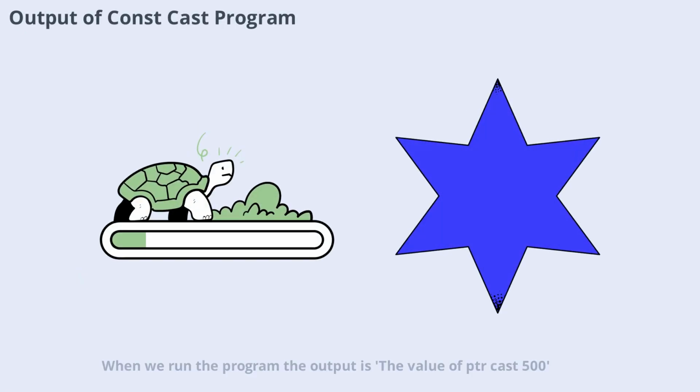When we run the program, the output is the value of ptr_cast, 500. This confirms that the function received the pointer, dereferenced it, and multiplied the value by 10. The key takeaway is that const_cast allows you to work around const restrictions in specific scenarios, but always be careful not to modify truly constant data.